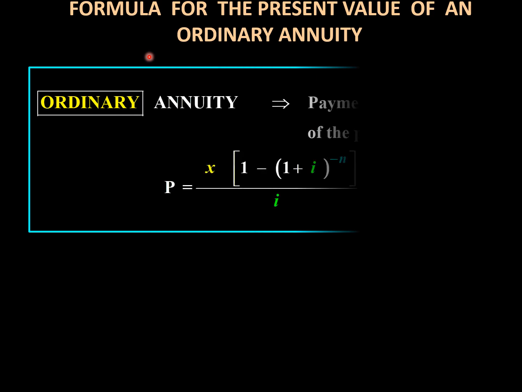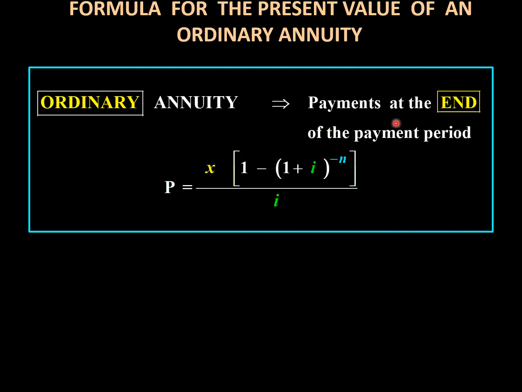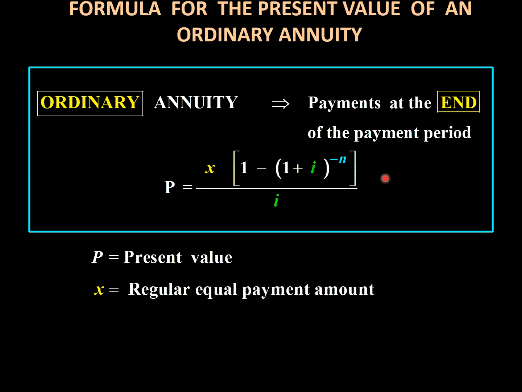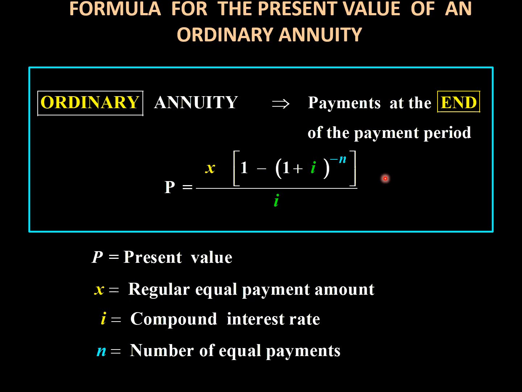Now let's look at the formula for present value of an ordinary annuity. In the case of an ordinary annuity, that is, payments will be at the end of the payment period, and this is the present value formula. Notice there that we have a negative n. These formulas are on the formula sheet, so you don't need to memorize them, but be careful that you do not copy them down incorrectly. P represents the present value, X the regular equal payment amount, i the compound interest rate, and then n the number of equal payments.